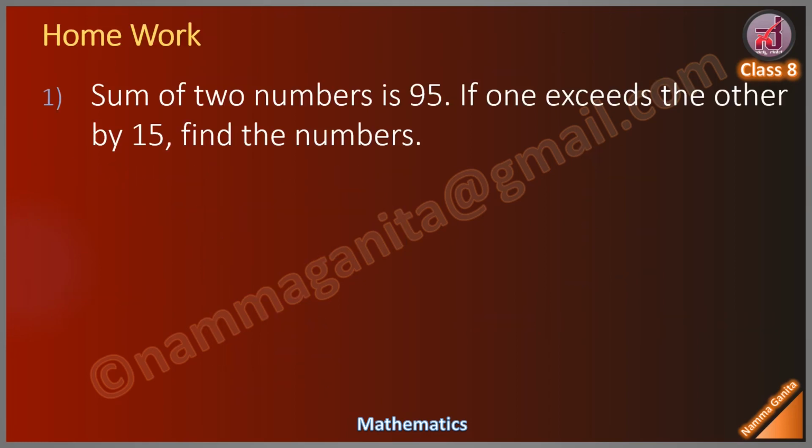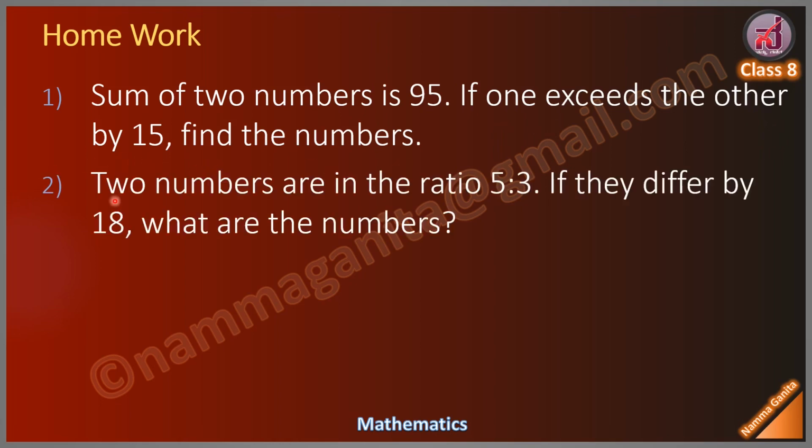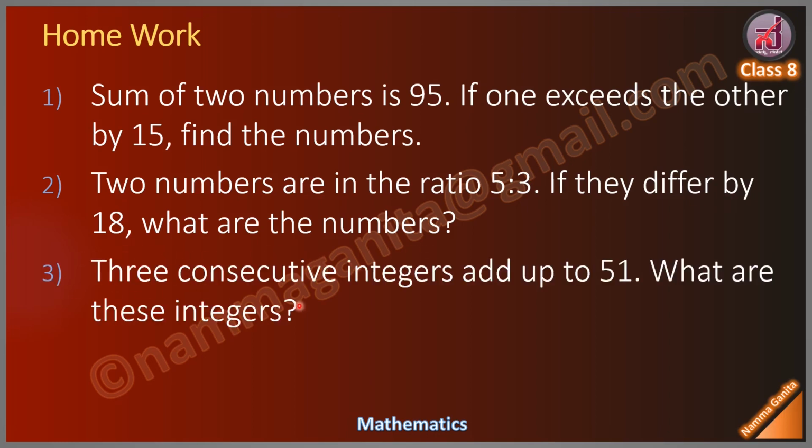Homework. First question. Sum of two numbers is 95. If one exceeds the other by 15, find the numbers. Second question. Two numbers are in the ratio 5:3. If they differ by 18, what are the numbers? Third question. Three consecutive integers add up to 51. What are these integers?